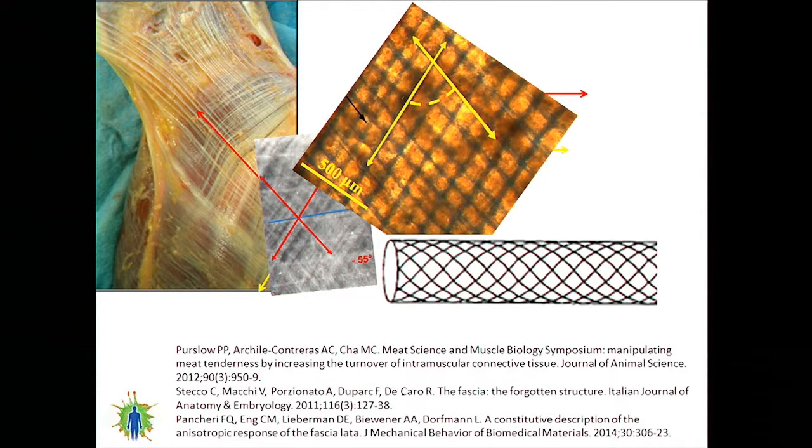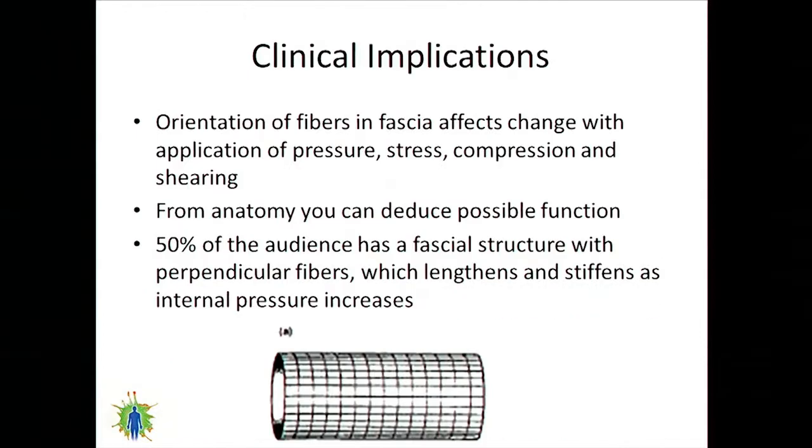So does that give us a clue as to what might be happening to the fascia lata, which is a covering on the outside of the leg? It needs to take pressure on the inside and stay flexible. And so these are the outside fascia. Now, it turns out that the orientation of the fibers in the fascia affects how it changes with pressure, stress, compression, and shearing. So from anatomy, you could deduce possible functions. Half of you in the audience have a structure which has fibers going this way. And this structure, when you put pressure in it, gets longer and fatter. Only half of you have it.